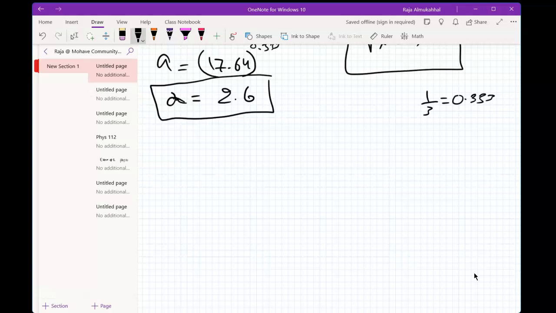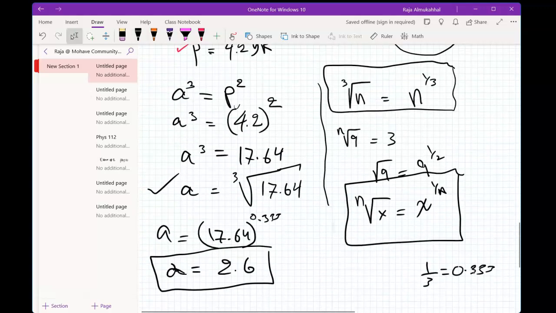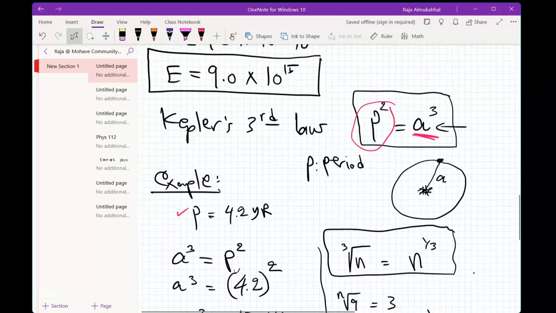Here's another example. Let me just brush up, I forgot to. So, Kepler's third law.